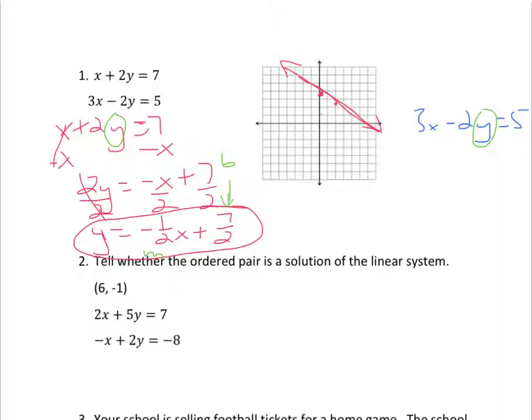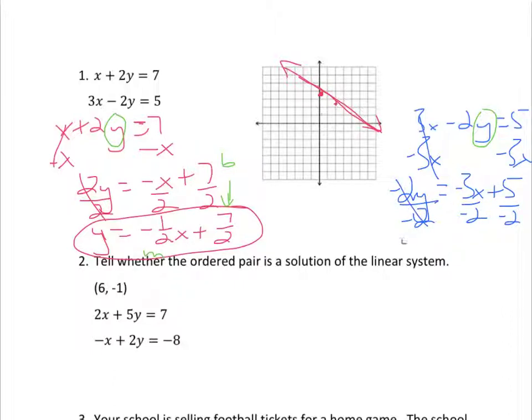Now, same thing for this blue equation. You've got to get the y by itself, so we have to subtract the 3x from both sides. You're left with negative 2y equals negative 3x plus 5. And finally, divide by negative 2. And we have y equals negative 3 divided by negative 2, which is positive 3/2 x minus 5/2, or 2.5.